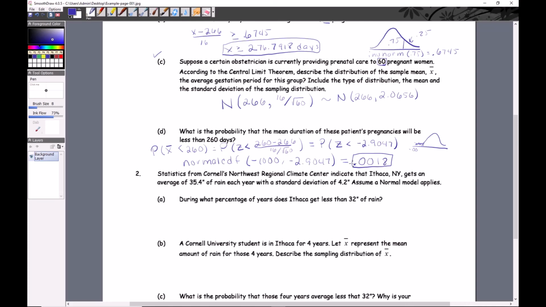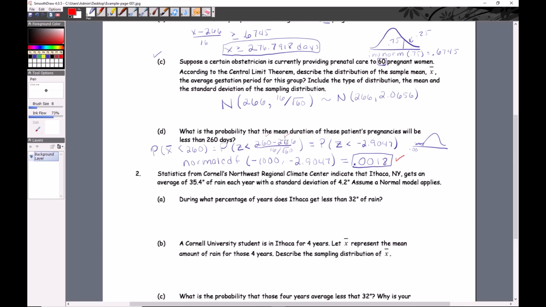But I don't want you to walk away from this, because there's a key nuanced issue that I want you to really understand well. If you come back here and compare this to this, I got a probability that the mean duration of these patients' pregnancies will be less than 260 days. I have a probability answer that's remarkably small. That's 2 out of 1,000. That's really small, okay? But these are only 6 days apart.